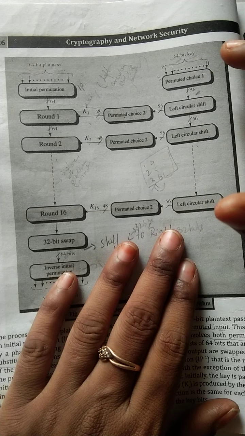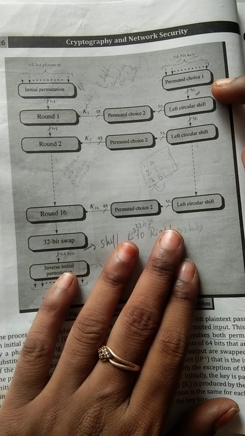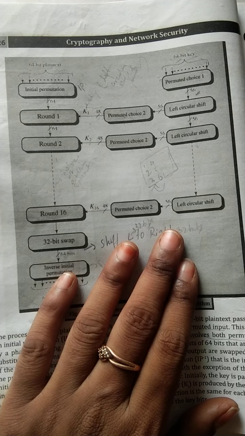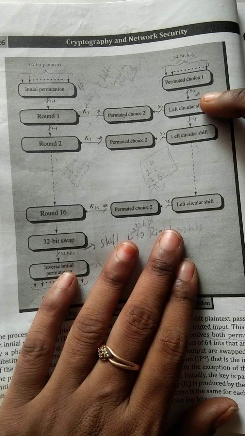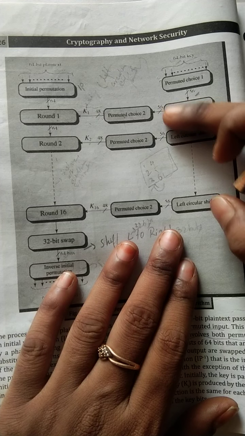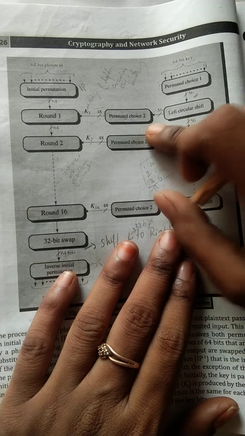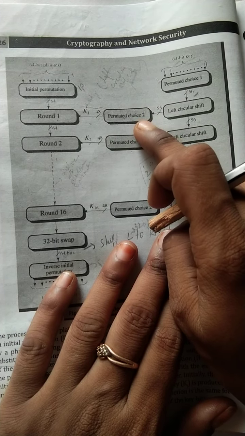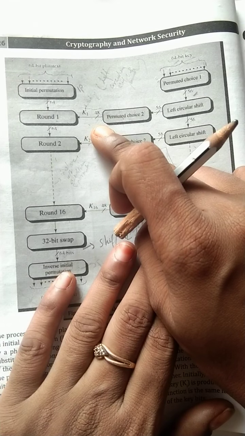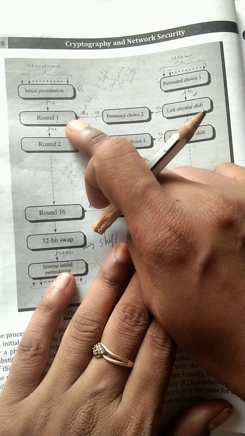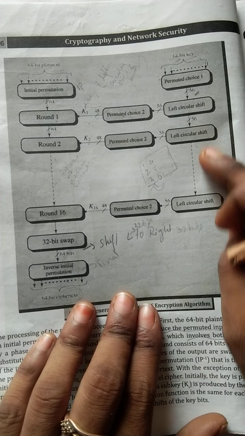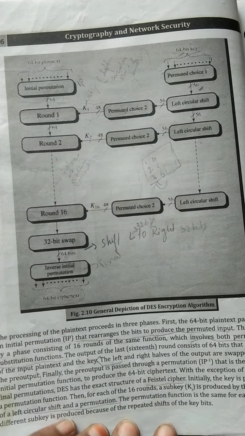Now for the key: first the key of 64 bits will be given to permuted choice 1. Now the 64 bits are converted into 56. After a left circular shift, it is given to permutation 2. In permutation 2, the 56 bits are reduced to 48 bits, which is given as key 1 to round 1. The same thing will be repeated for each round.